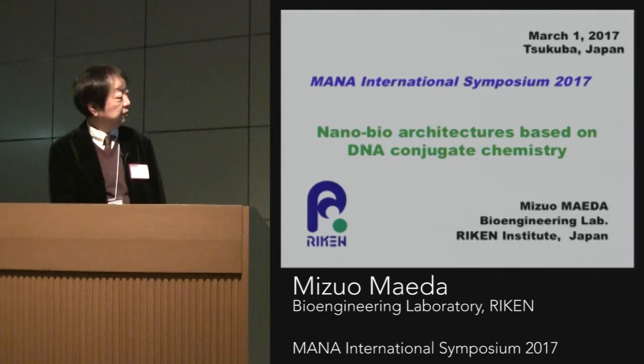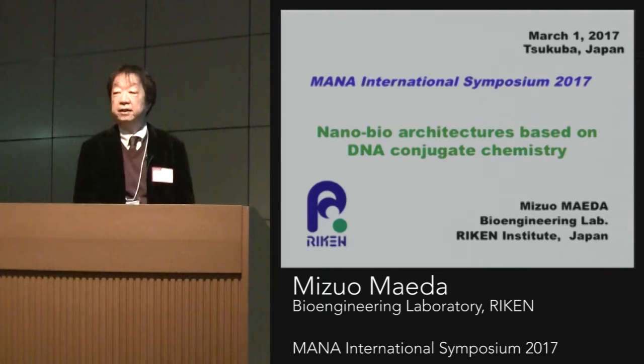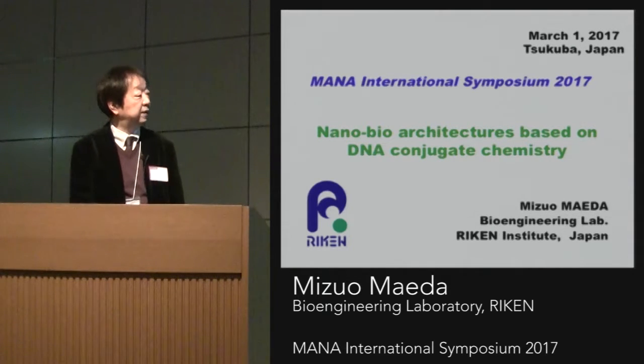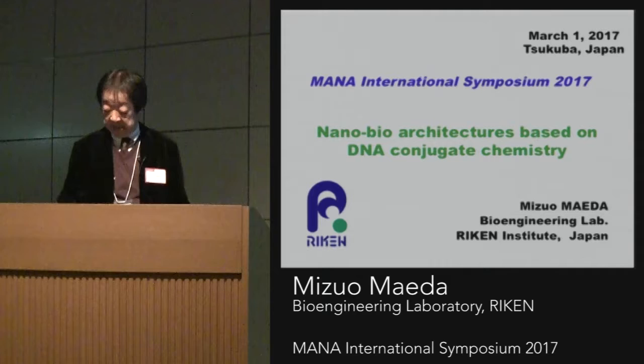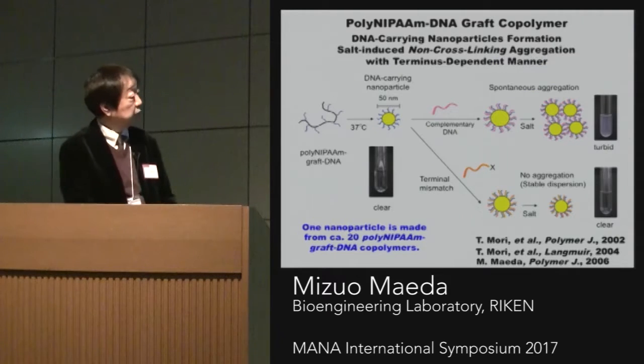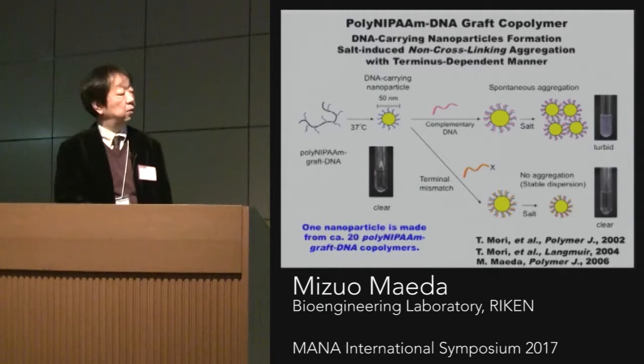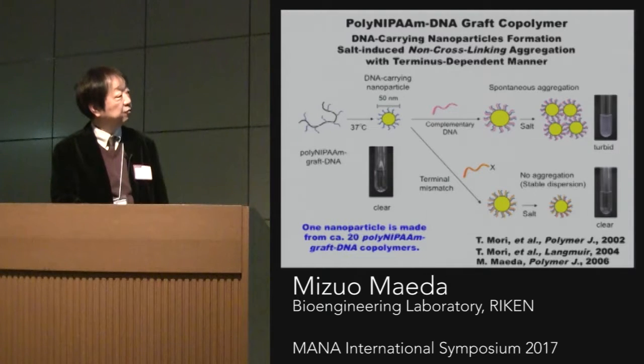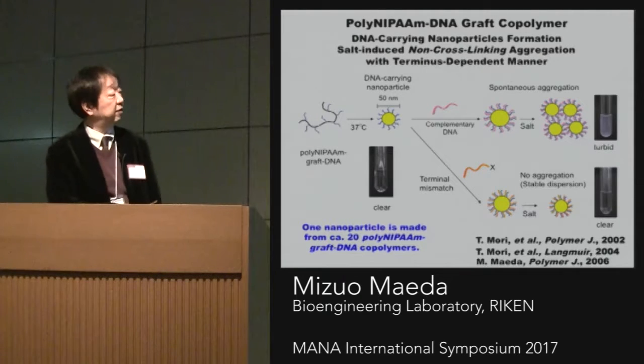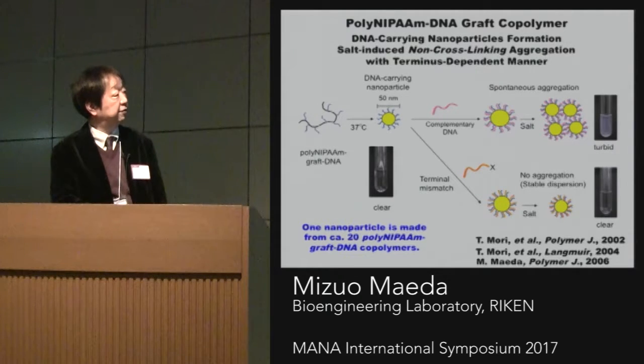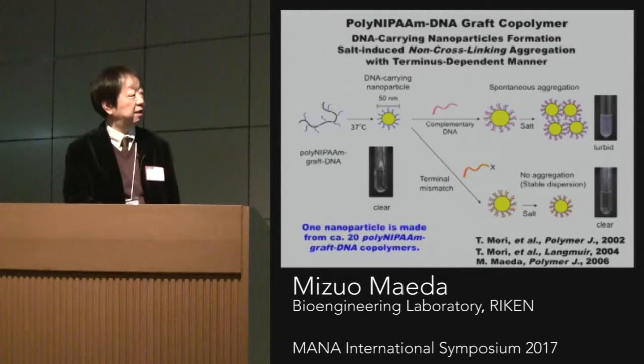Now, today I would like to talk about our nanobio architecture based on our DNA conjugate chemistry. Our DNA conjugate chemistry is shown in this slide. It was first developed for graft copolymer systems from poly(N-isopropylacrylamide) with DNA.